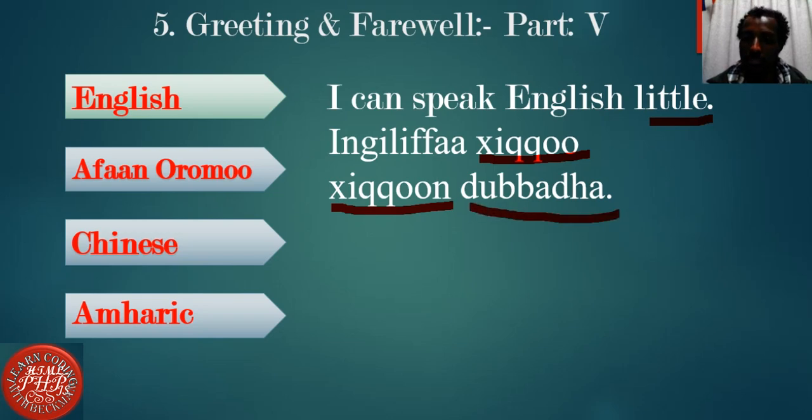Dubbadha means speak or say something, to express orally. Ingiliffa means English. So, like this: Ingiliffa xiqqoo xiqqoo nan dubbadha. Like this in Afaan Oromoo.